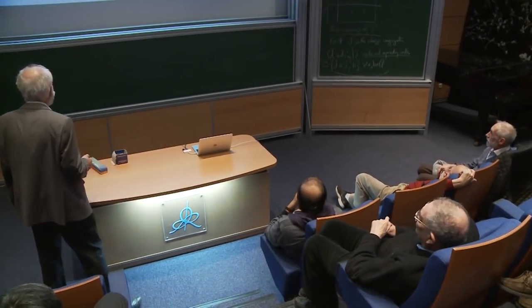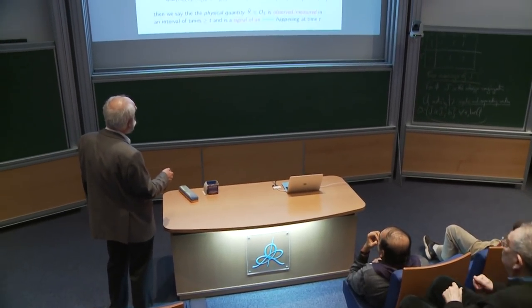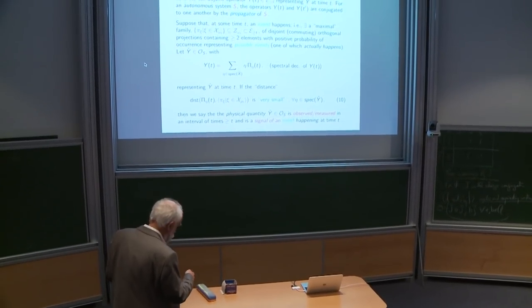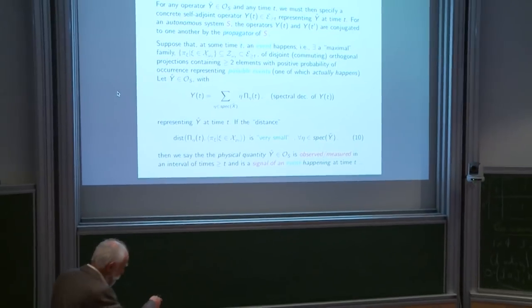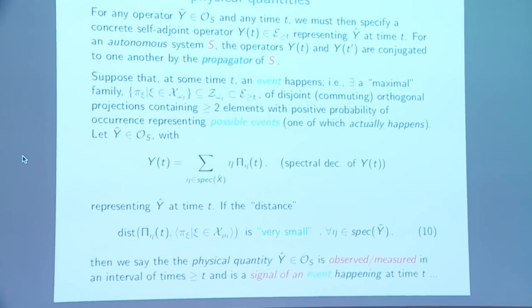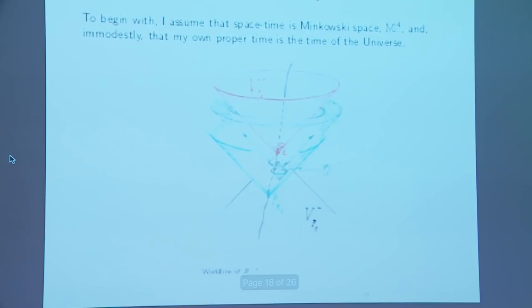Okay. So, in that case, we say that the quantity y hat can be used to detect an event of this sort. This is a little bit brief, but in fact, this can be made totally precise. I just don't want to go into further details for reasons of time.